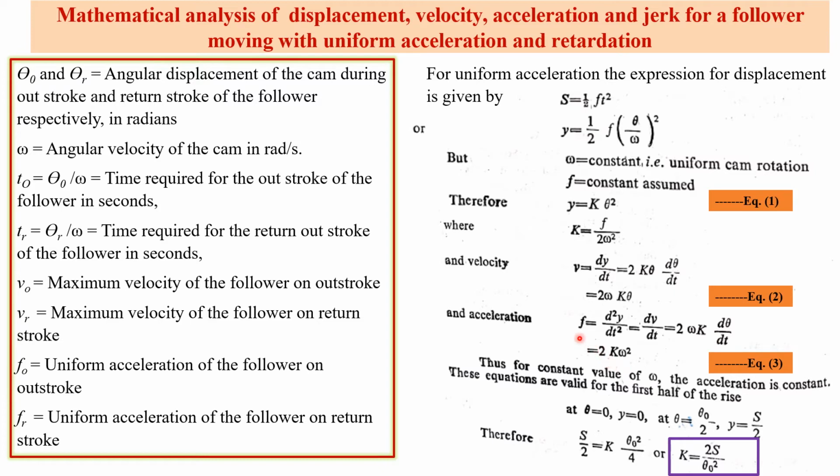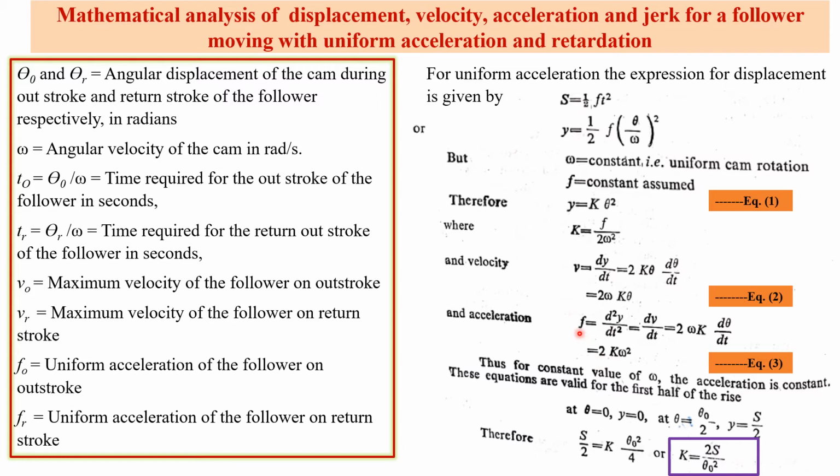So the equation for the acceleration imparted to the follower is going to be twice k omega square. This is my equation number 3. So thus, for a constant value of angular velocity of the cam, the acceleration is constant. Obviously here, as long as omega is constant, k is already a constant, and 2 is a mathematical digit which is a constant, so acceleration is going to be a constant term.